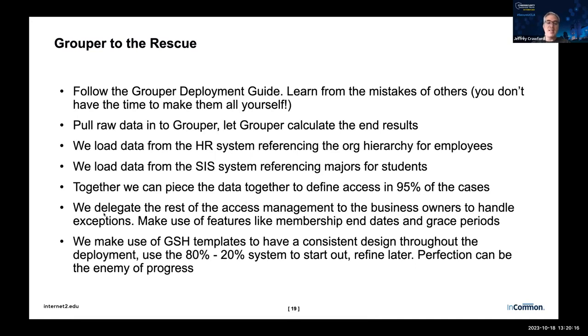And because we're decentralized, and even if you're not decentralized, you really probably are going to want to have your access management in a central repository, but you're going to need to delegate out the management of those exceptions potentially to other areas of your organization. So we delegate the rest of the access management to business owners to handle exceptions if exceptions are needed. And we also make use of things like membership end dates and grace periods. If you integrate grace periods, you also can have things like emailing people that you won't have access in the next 7 days or something like that. So they can get emails that way.